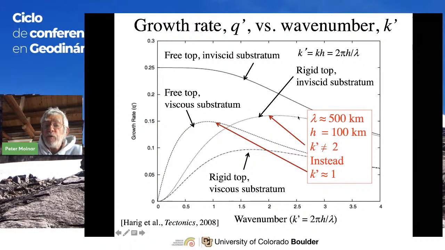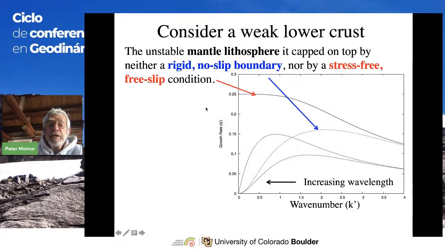Well, let's go back to this. If we put a wavelength of 500 kilometers and a thickness of 100 kilometers for a typical lithosphere, we don't get K prime equals 2. We get K prime approximately equal to 1, a little bit larger than 1, out in this area. And this is what we might expect if we had a free top and a viscous substratum. Another way to see this, if we have unstable mantle lithosphere that's capped on top neither by a rigid no-slip boundary condition, as we assume for one of those curves, nor by a stress-free slip boundary condition, that's this curve.